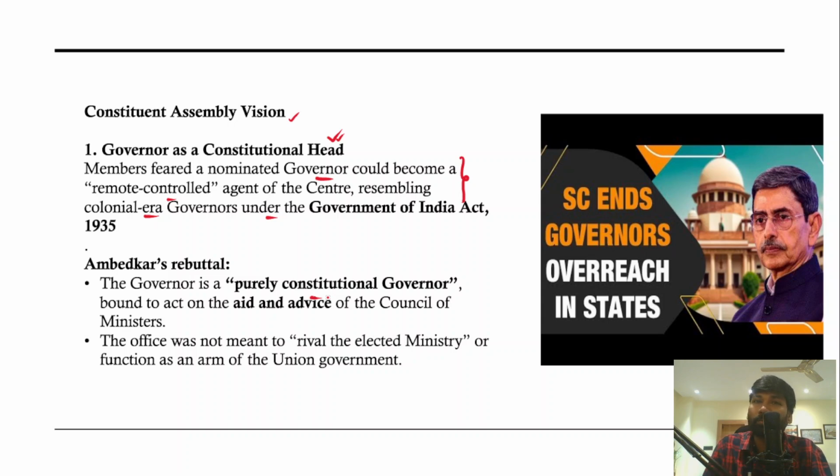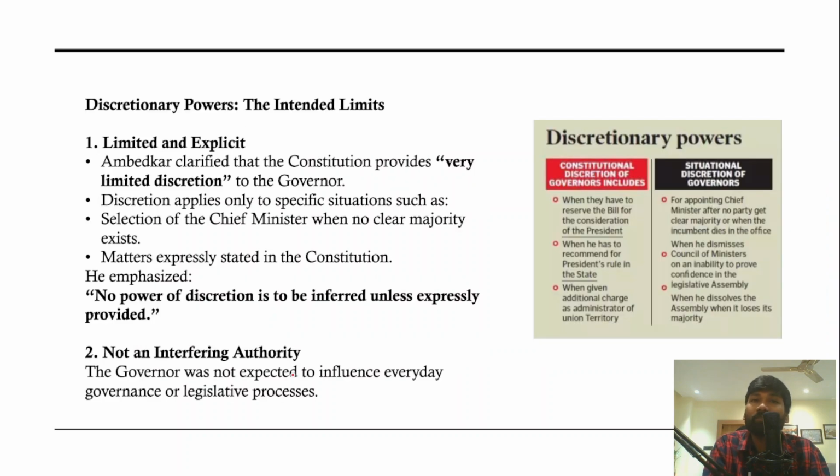This is what Dr. B.R. Ambedkar emphasized in the Constituent Assembly. And in fact, the office is not meant to rival the elected ministry or function as an arm of the union government. So that is why there is a need for a nominated governor, to make sure that the constitutional machinery goes as smoothly as possible at the state level. So this is what Dr. B.R. Ambedkar emphasized in the Constituent Assembly with respect to the role of the governor as a constitutional head.